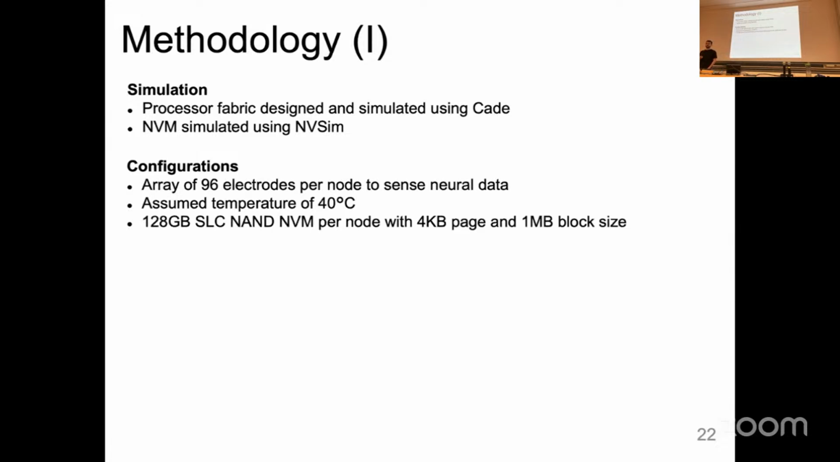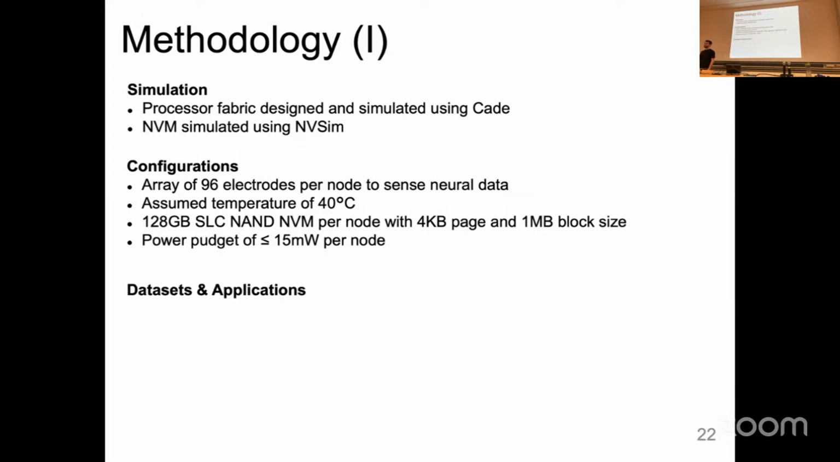And each node has 128 gigabytes of SLC NAND NVM, which is the NVM technology per node. They have 4 kilobyte pages and 1 megabyte blocks, and are divided into 4 partitions for various purposes. Then, as I already said, we have a power budget of smaller or equal to 15 milliwatts per node.